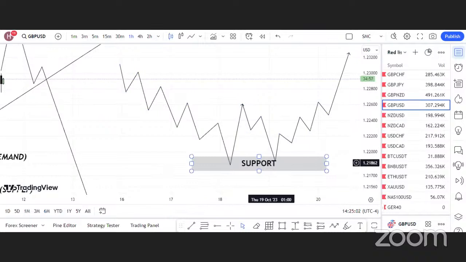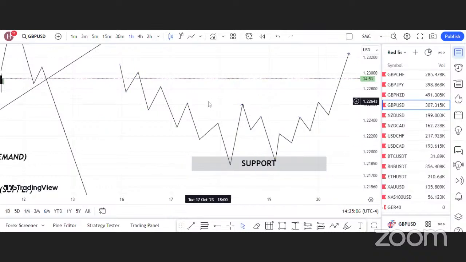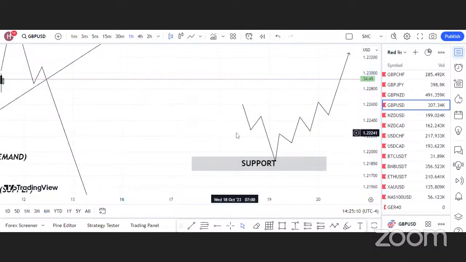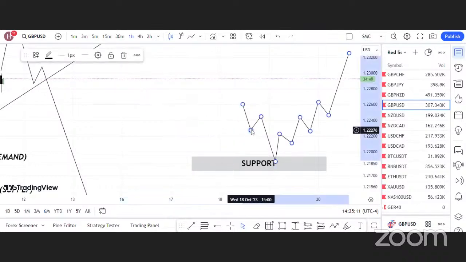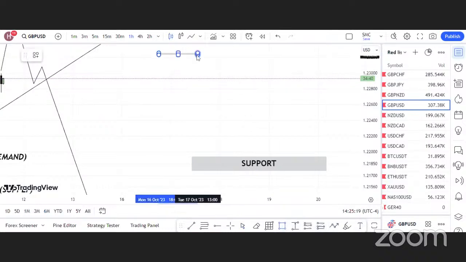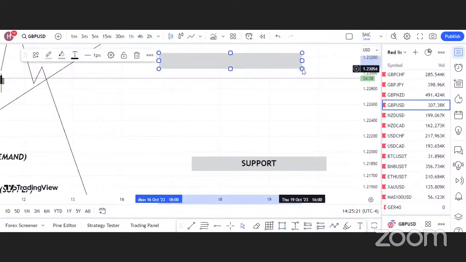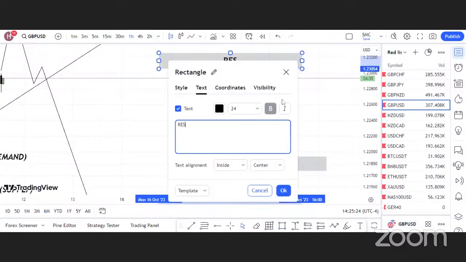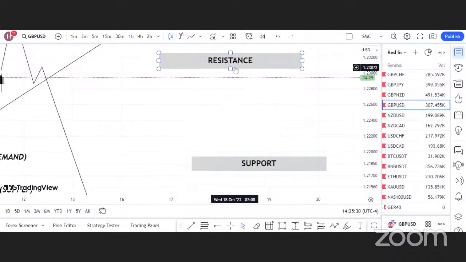Now it's just the opposite for resistance, resistance or supply, whichever you want to call it. So now let's assume that we have a resistance around this area.